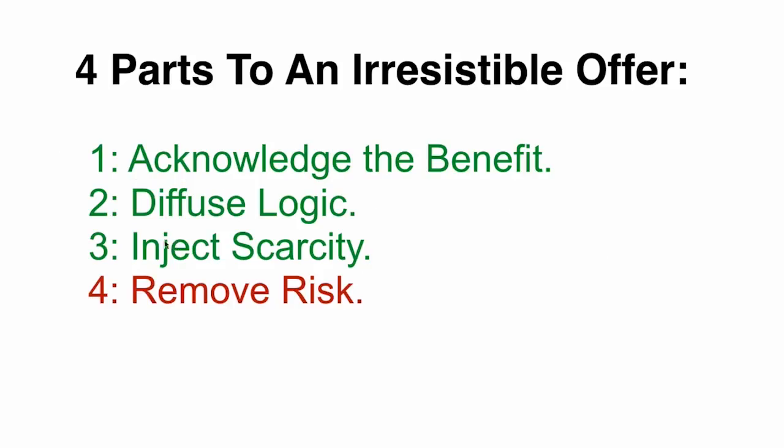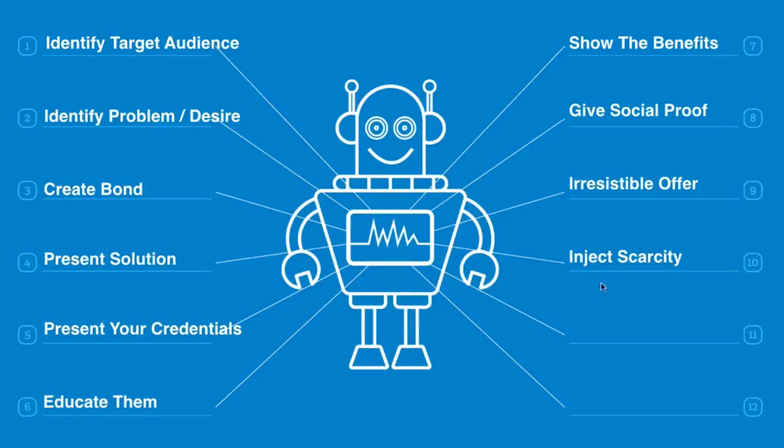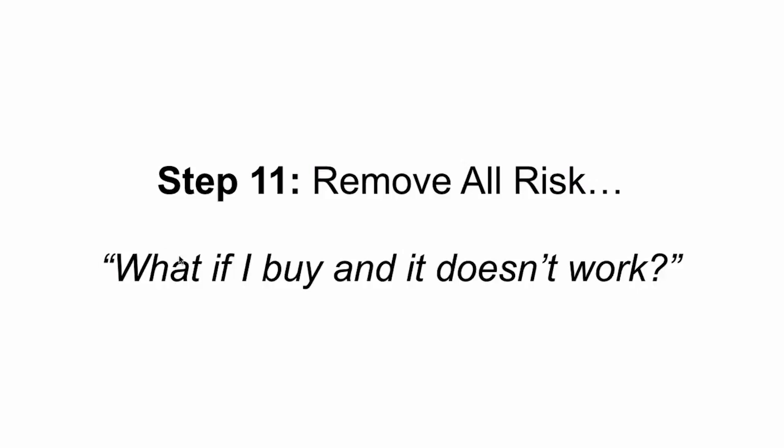All right, so that covers the third part of our irresistible offer, which is inject scarcity, and that brings us to step number 11. We've added that here in step number 10. Make sure you get that, inject scarcity. And step number 11 is remove all risk. It answers the question in your prospect's mind, well, what if I buy and it doesn't work?